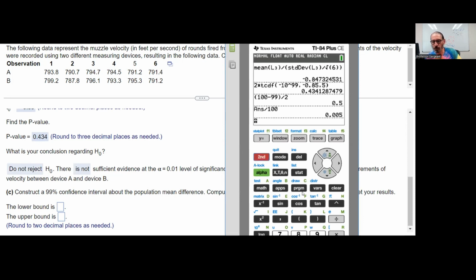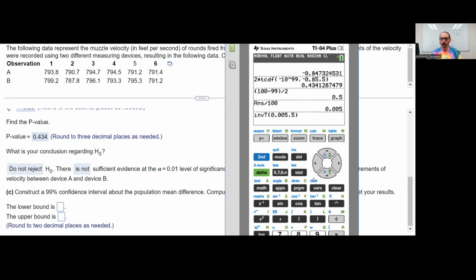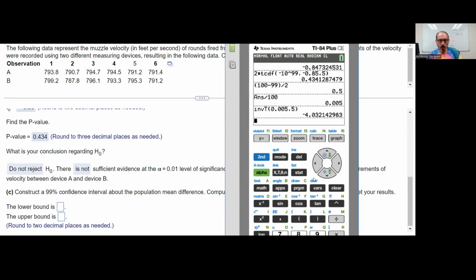So here's what I have to do. Second and vars will get us into the distributions. Same place where we found tcdf, we find inverse T. I want an area of 0.005 that I just calculated when there are 5 degrees of freedom. Since our confidence interval formula has a plus minus in it, we can take just the positive version of that, the absolute value.